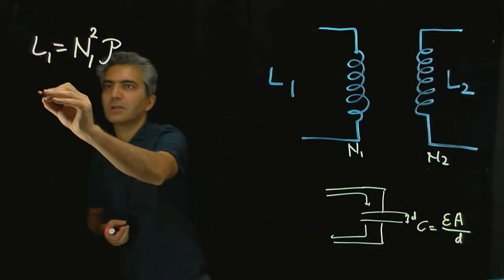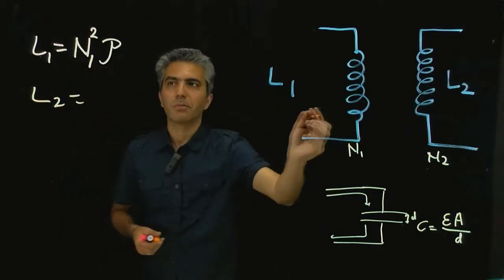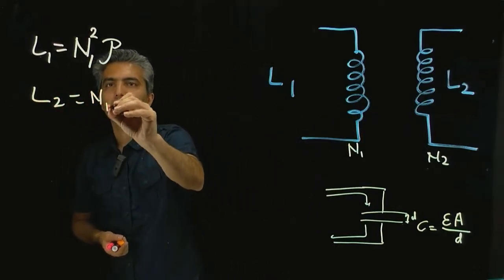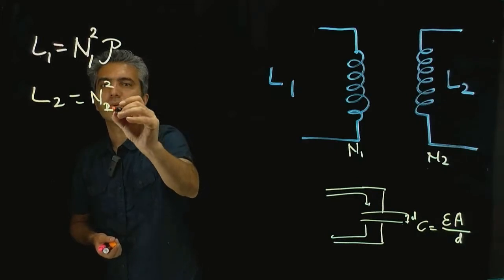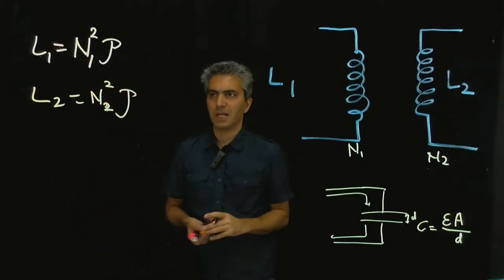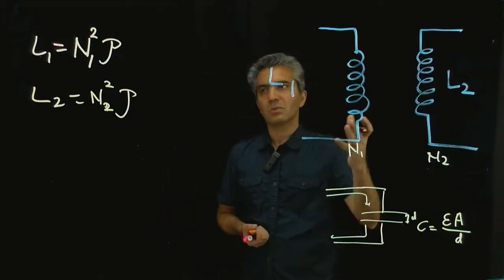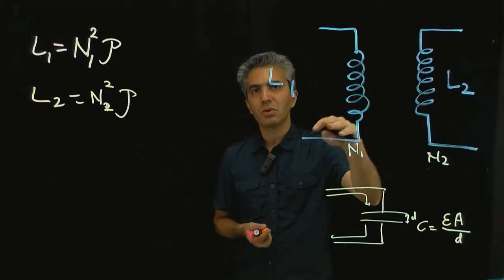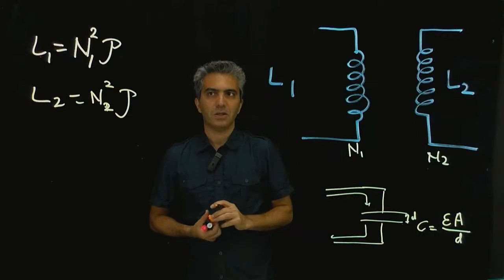Now, in the same way for L2, if you have a different number of turns for that one, that would be N2 to the power of 2 times the permeance of that inductor. And that's, again, with the assumption that these two are not going to have any effect on each other.